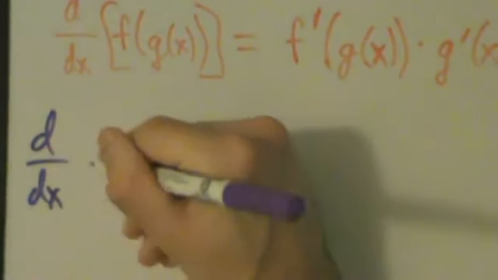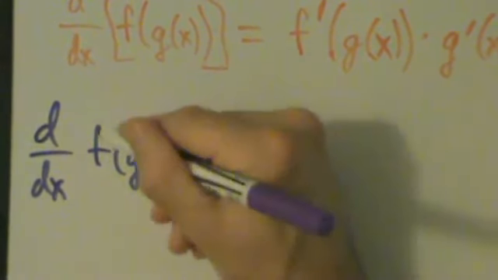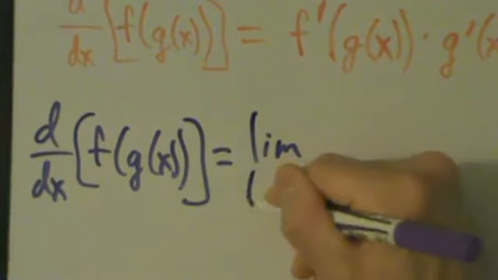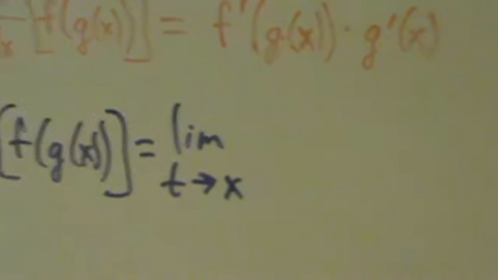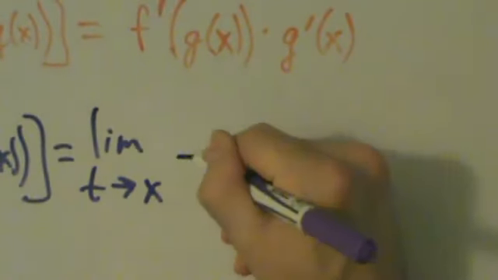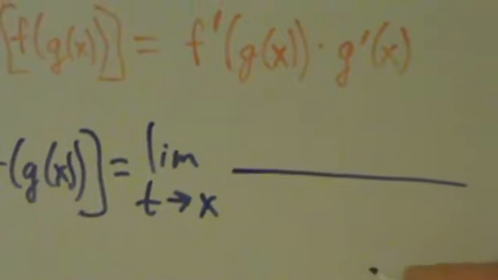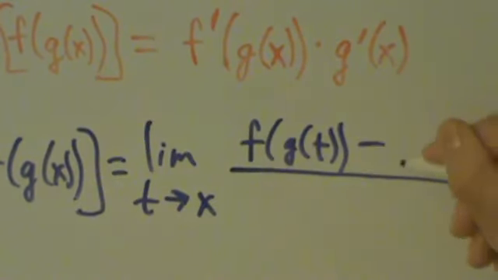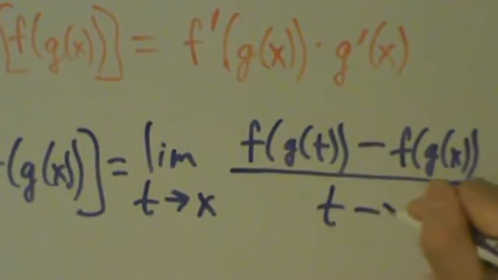So d/dx of f of g of x equals the limit as t approaches x, because we're doing the alternate definition here. Limit as t approaches x of f of g of t minus f of g of x, all over t minus x.